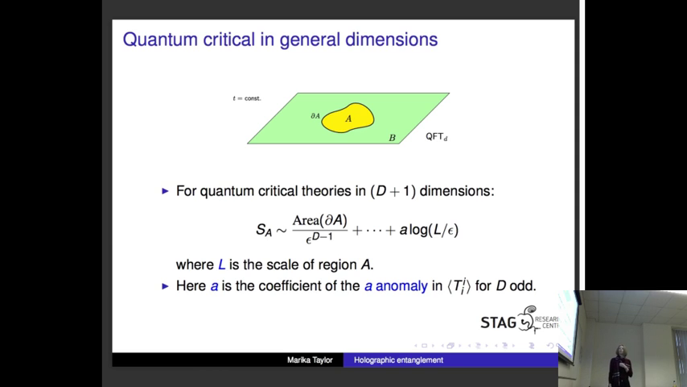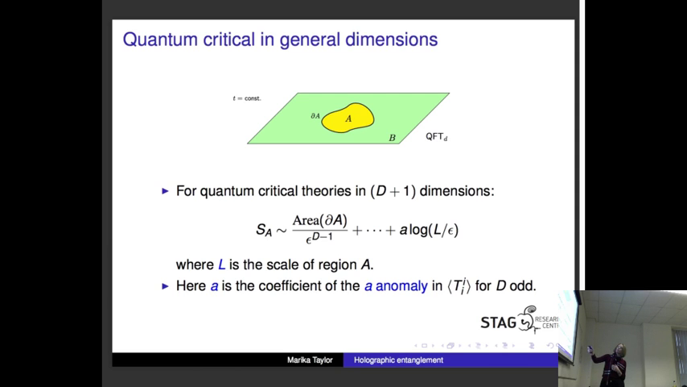If we're in a conformal field theory in more general dimensions, so here I've shown something, this would be two spatial dimensions, and I'm suppressing time in this picture, so this is a 2+1 dimensional quantum field theory. So a two-dimensional conformal field theory has, again, these log terms, which scale basically as the log of the width of this region. And then it's got terms which scale as the area of the boundary of this region as well.